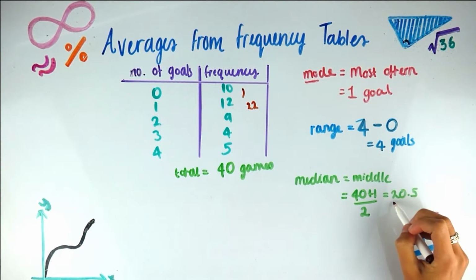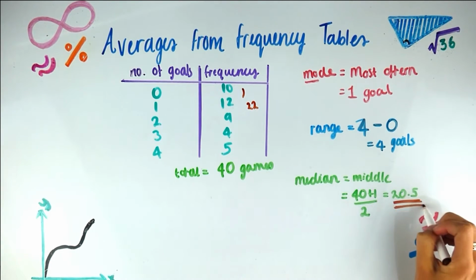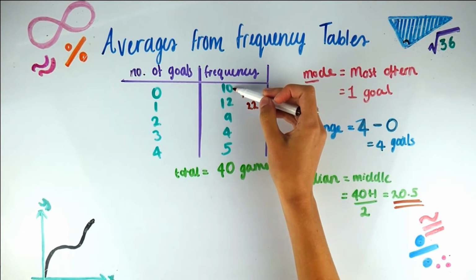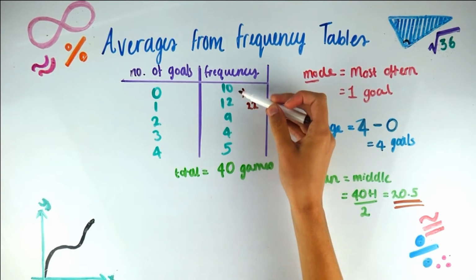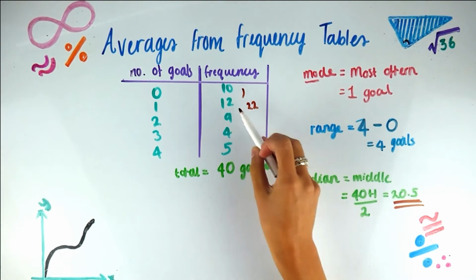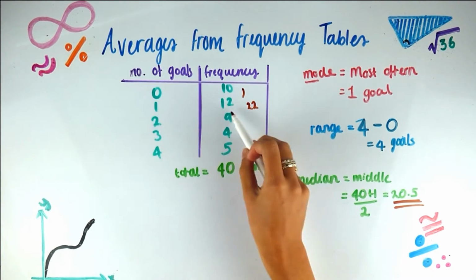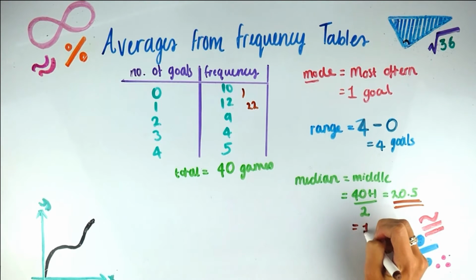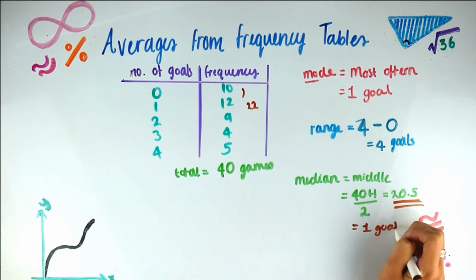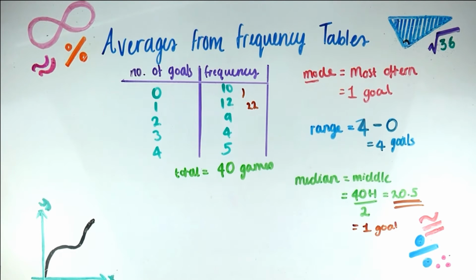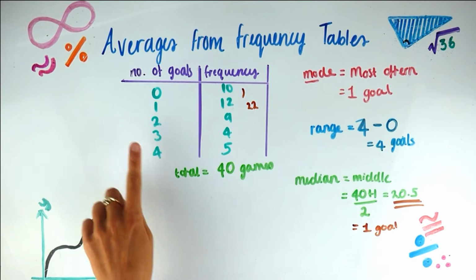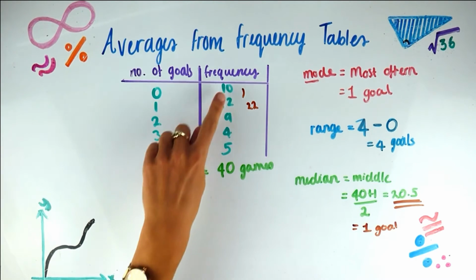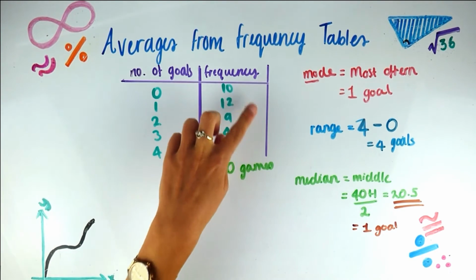So we're looking for the 20th and the 21st data point, and it's not in the first 0 goals scored because that was only the first 10. And then if you look at the next 12, that will take you up to 22. So that 1 goal must include the 20th and the 21st value. So that is going to be 1 goal for the median. So when looking for the median, you're looking for the category which contains the middle data point, the middle value, and you do that by adding these up to find out where it is.